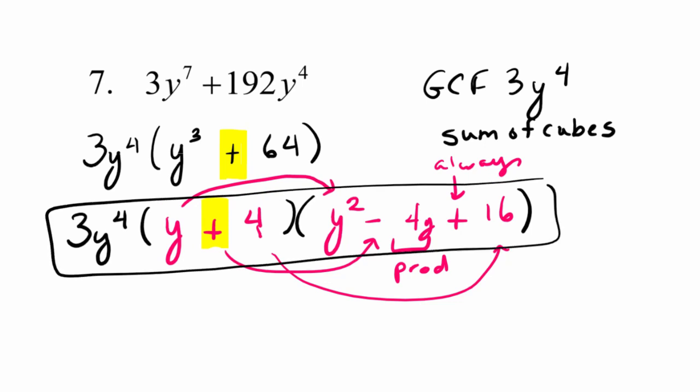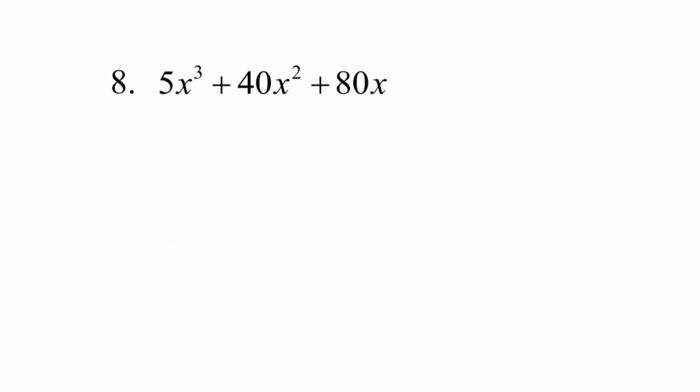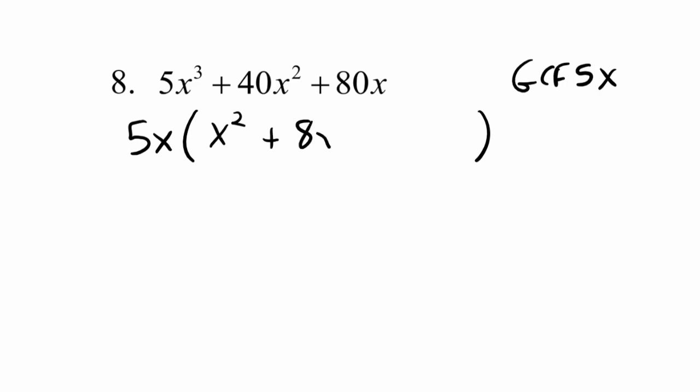That's our answer. Very well done. Are you starting to get it? Yeah. Okay, this one's a trinomial with a GCF of 5x. So GCF 5x. There we go. So we're going to factor that out. We've got x squared plus 8x plus 16.